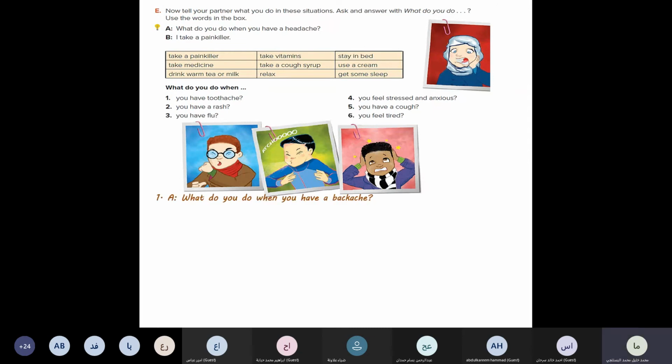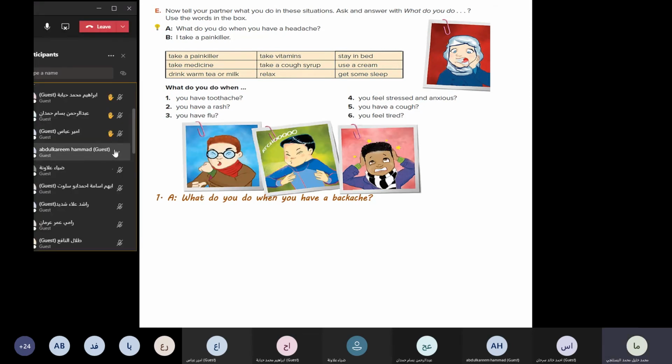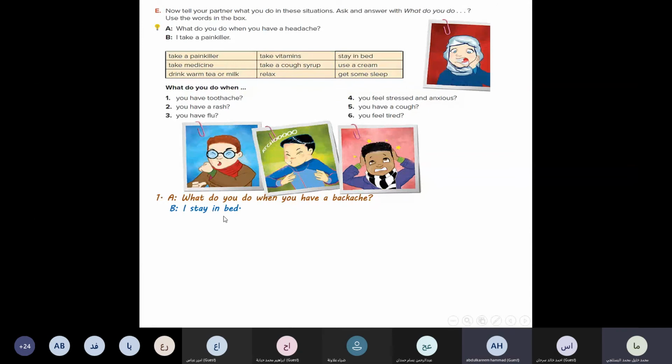Who wants to answer the question? What do you do when you have a backache? Yes. What do you do when you have a backache? Maybe I get some sleep. Yes. I stay in bed. Good, very good. I stay in bed.